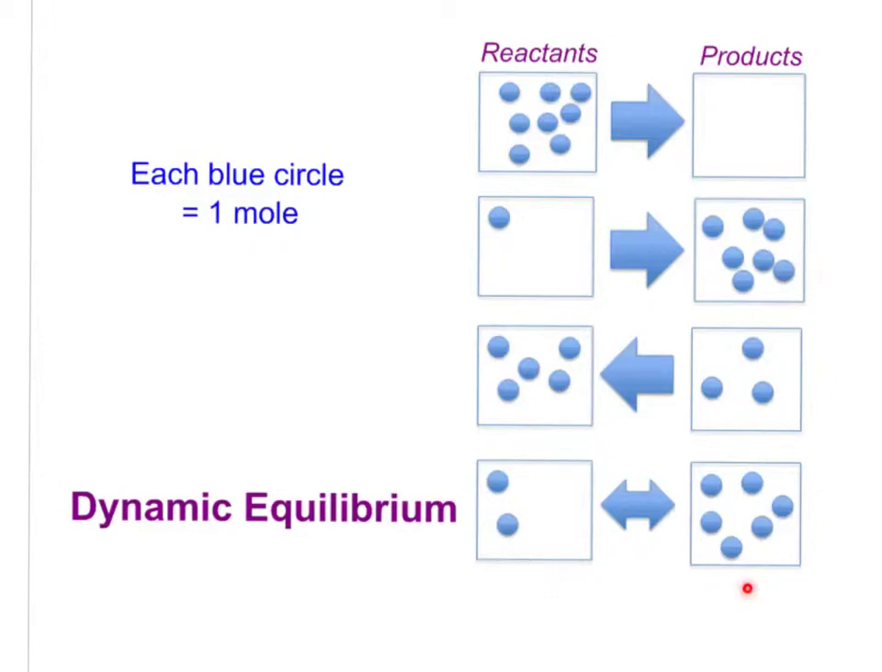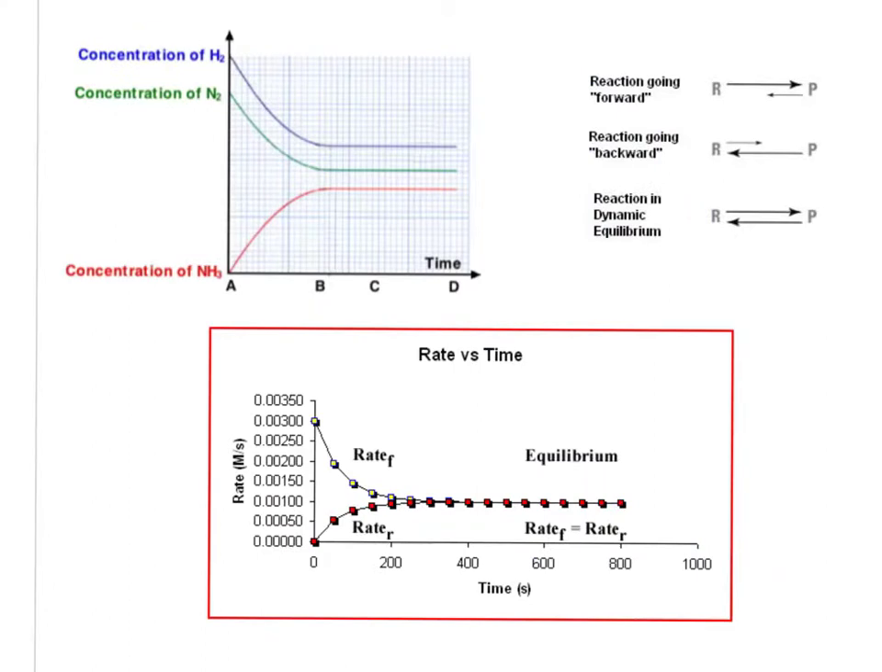This is dynamic equilibrium, but the concentrations of the products and reactants are not equal. The rate of the forward reaction is equal to the rate of the reverse reaction, and the concentrations of the reactants and products are not changing. So that's a really important distinction to make. Here are just some visual representations of what I just said.